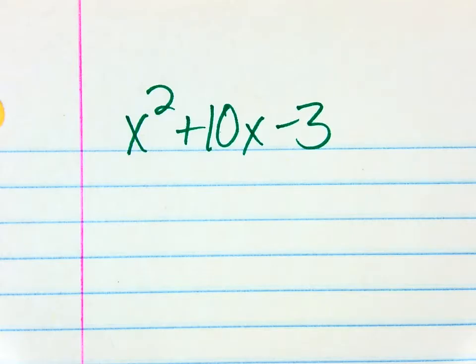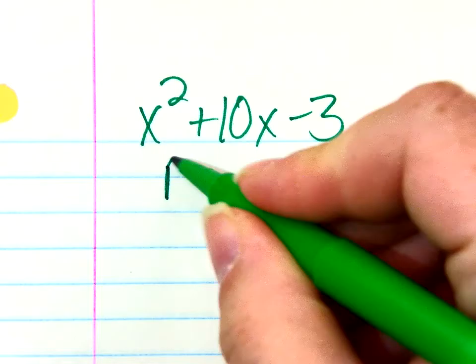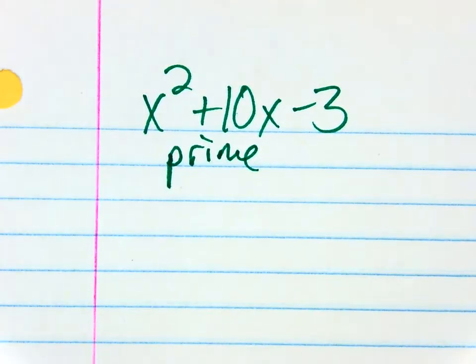There are no factors of negative 3 that add to be 10, right? Just like if I asked you to do the prime factorization of 17, it's already prime. So your answer here would just be that it's prime. You can't go anywhere. Okay? So if you ever see that, that's all you do.